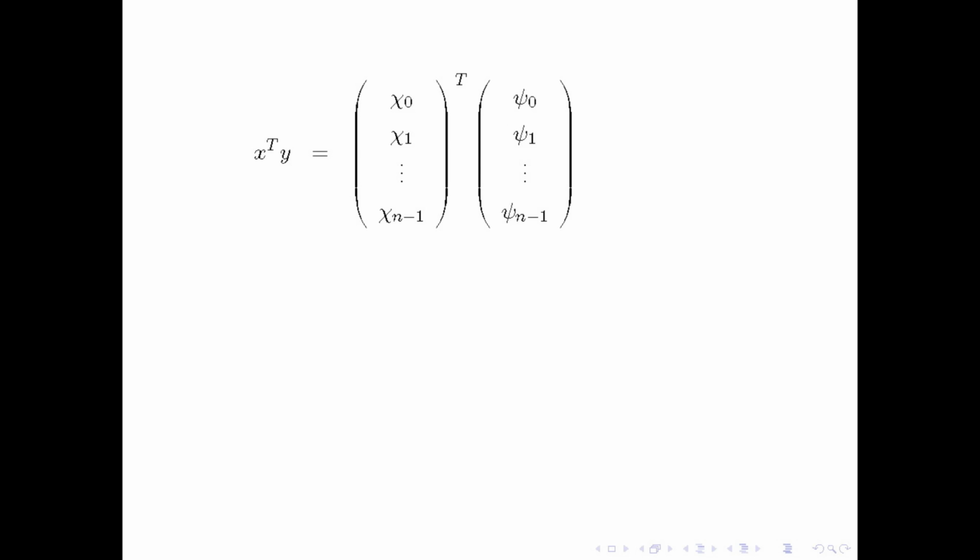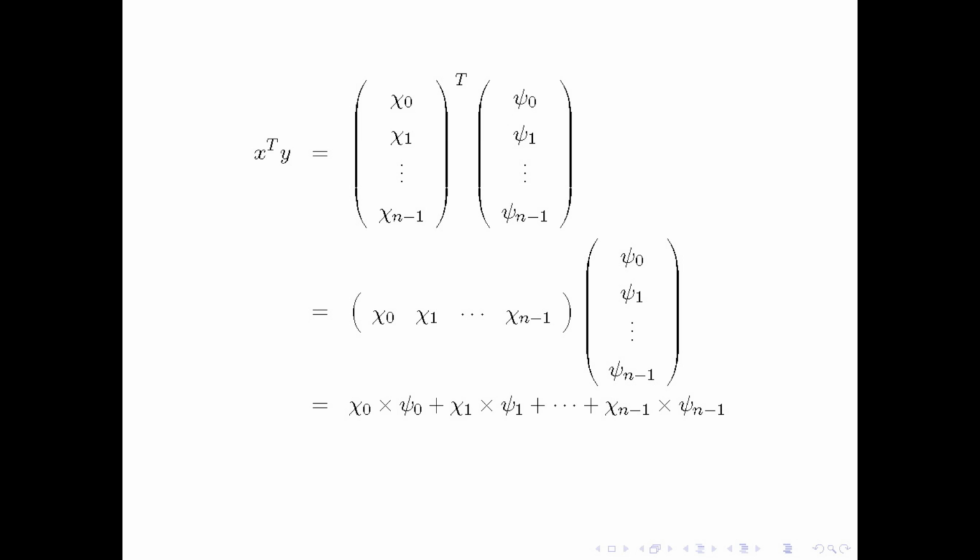We can generalize and discuss how to compute the dot product of two arbitrary vectors, x and y, of length n. The individual components are now denoted with the Greek letters chi and psi. The dot product is the sum of the products of the corresponding components. We can express this as an enumeration, or with the summation symbol, sigma.